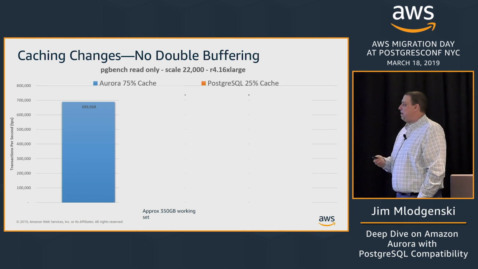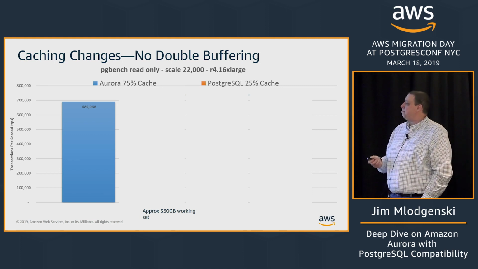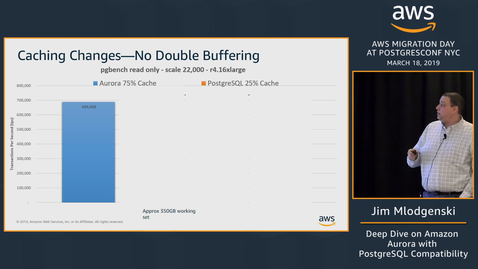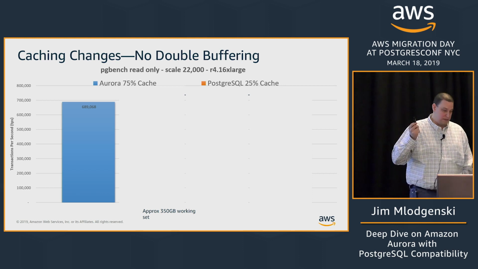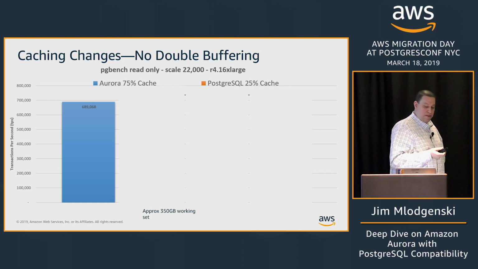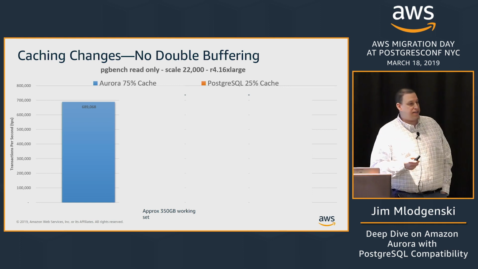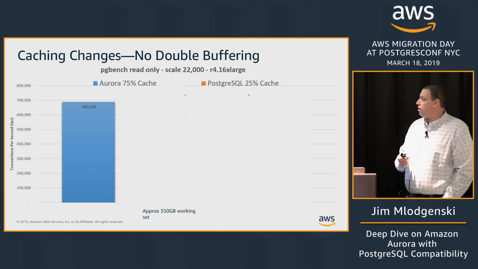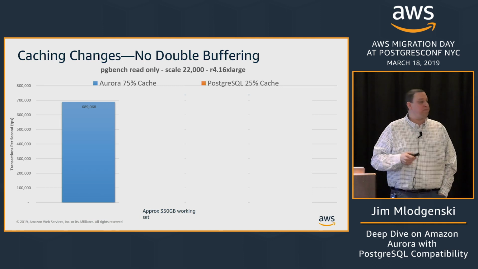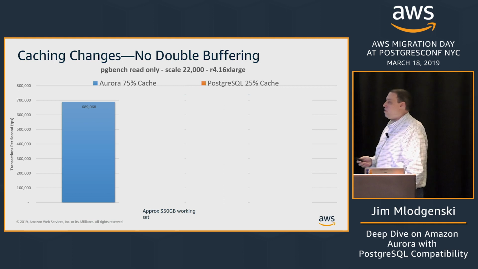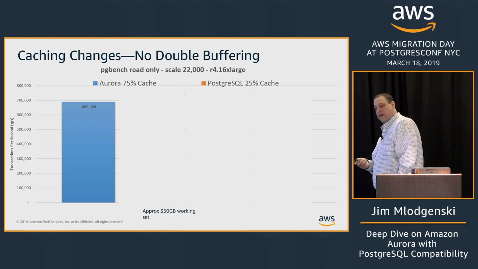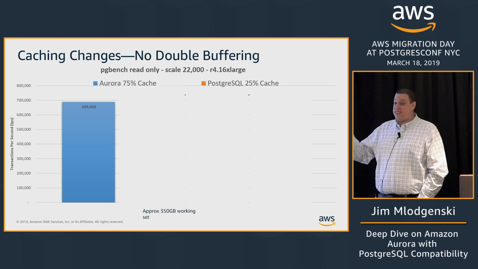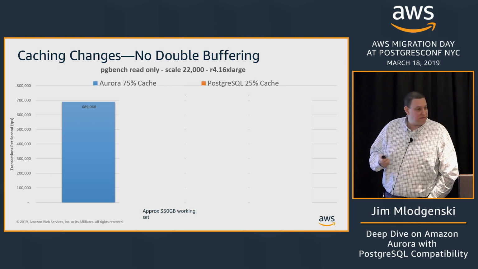Again, trying to speed things up a little bit here. Doing this for a pgbench read-only scale of 22,000, which is a working set of about 350 gig, running on an R4 16XL instance, which has 488 gig of RAM, gives us that 75% cache. Essentially everything's in shared buffers. And that gives us, in a read-only node, 689,000 TPS.